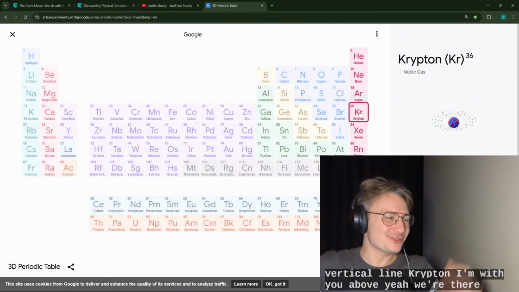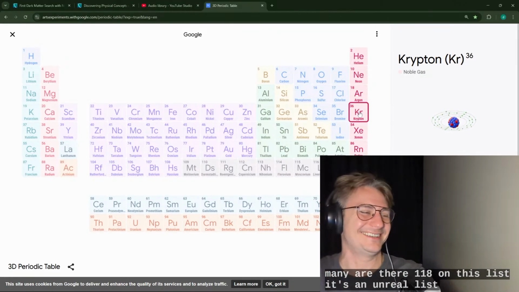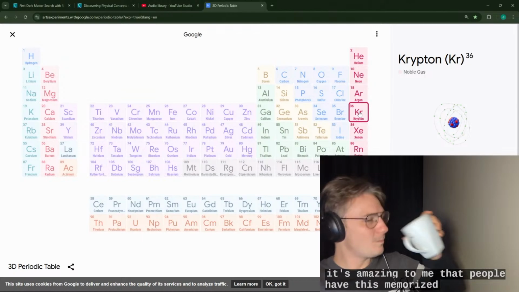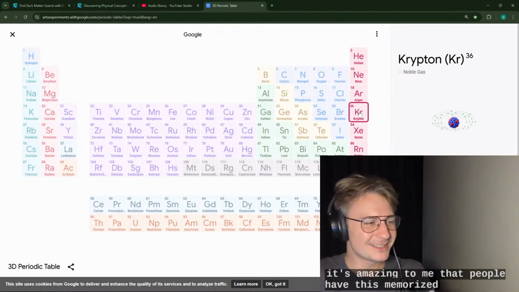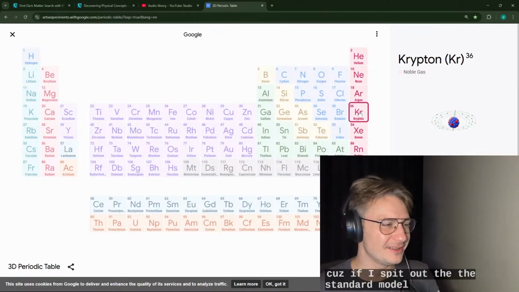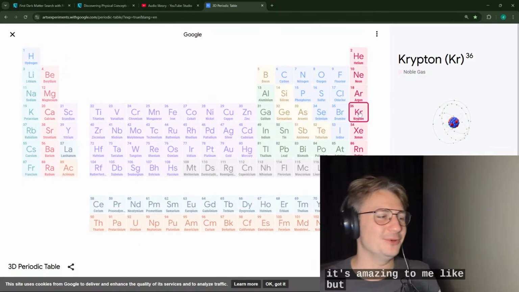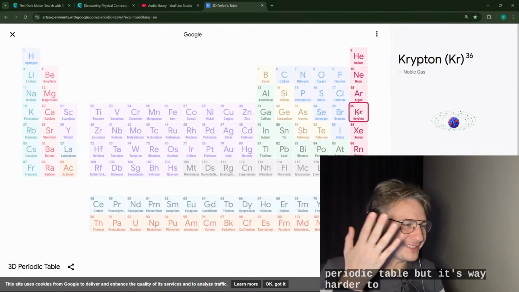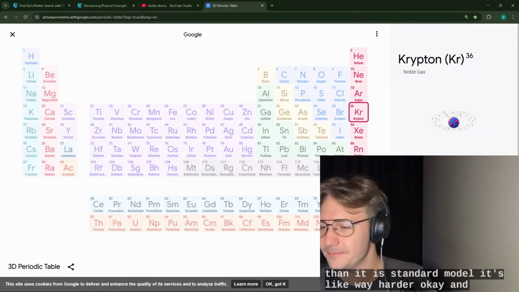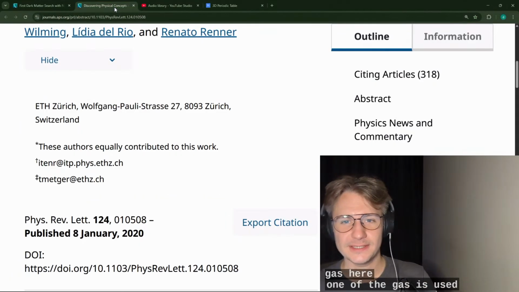Yeah, we're there. Dude, there's like 100 and how many are there? 118 on this list? It's an unreal list. It's amazing to me that people have this memorized. It's amazing to me, because if I spit out the standard model of particles, no one's going to be able to label the standard model, right? But anyone could do the periodic table, but it's way harder to do periodic table than it is standard model. It's like way harder. Okay, and krypton is again another noble gas here, one of the gases used in neon signs.